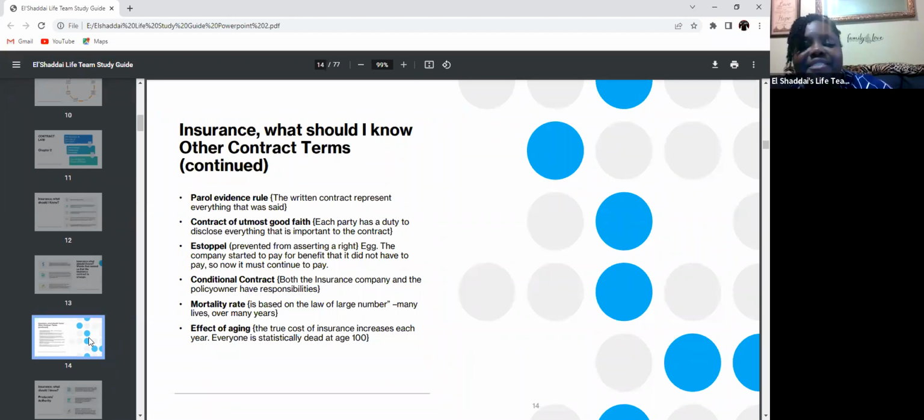Contract of utmost good faith. Each party has a duty to disclose everything that is important to the contract. Contract of utmost good faith. All right? Each party has a duty to disclose everything that is important to the contract. Estoppel. Prevented from asserting a right. Estoppel.